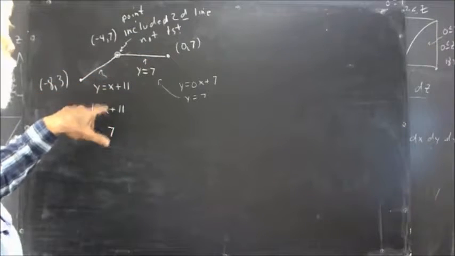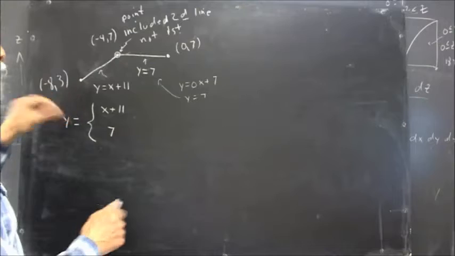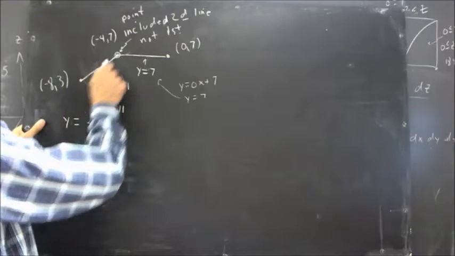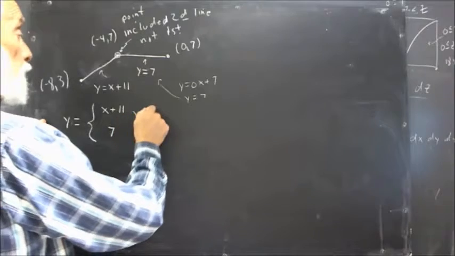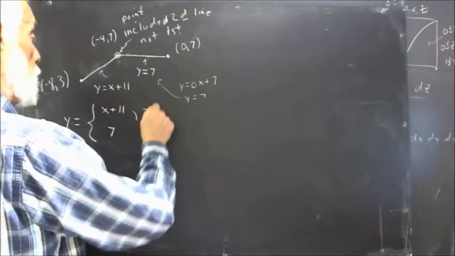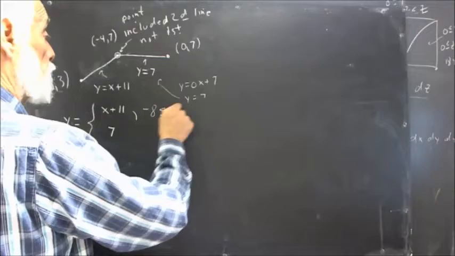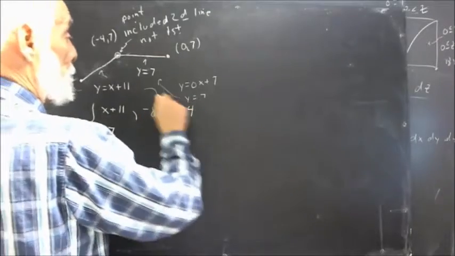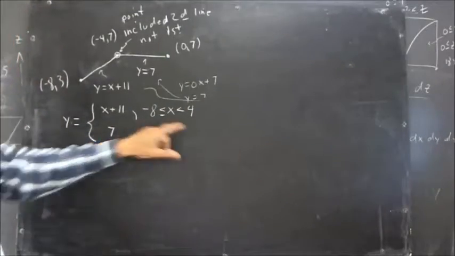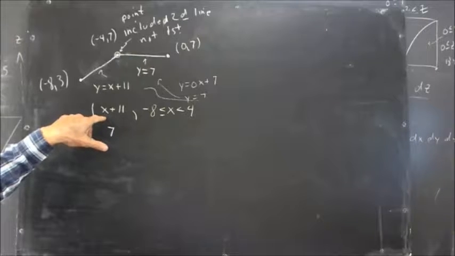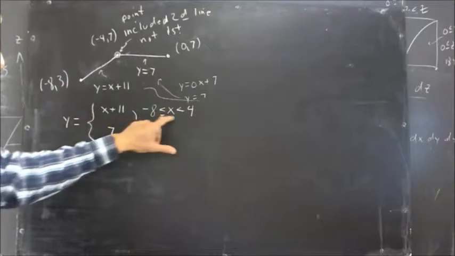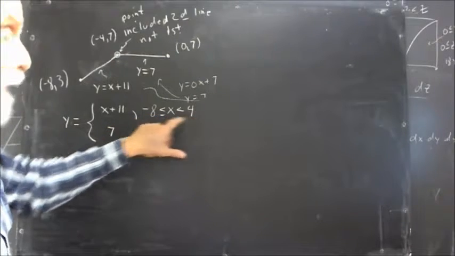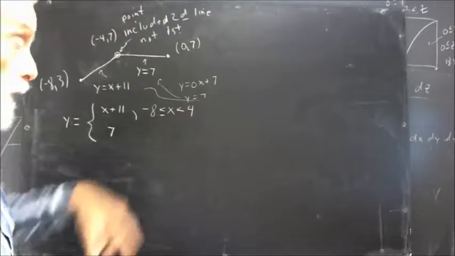Now, where is it equal to x plus 11? It's equal to x plus 11 between x equals negative 8 and x equals 4, not including x equals 4. So we say that negative 8 is less than or equal to x, which is less than 4. And now we've defined exactly where the line segment coincides with the line. It's for x values between negative 8 and 4, including negative 8, not including 4.